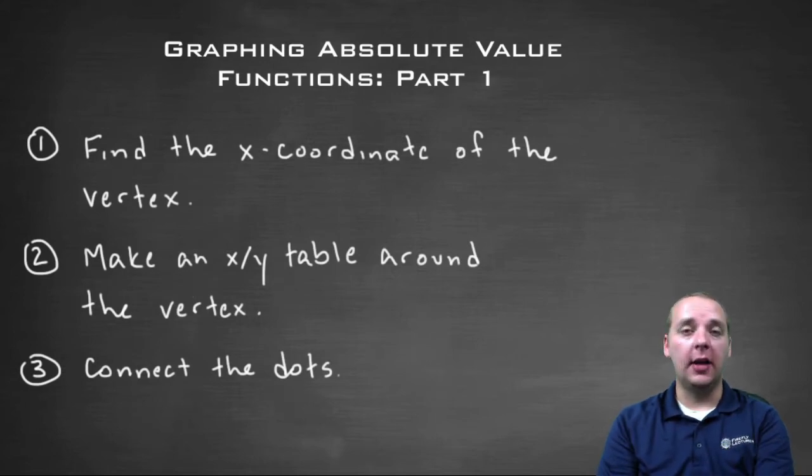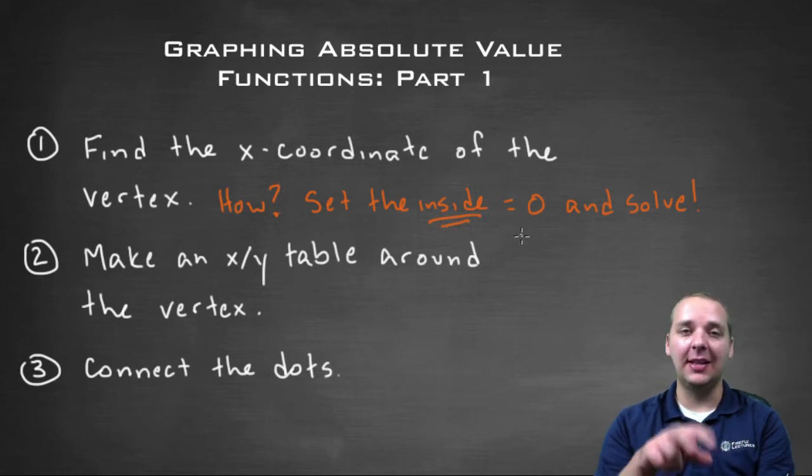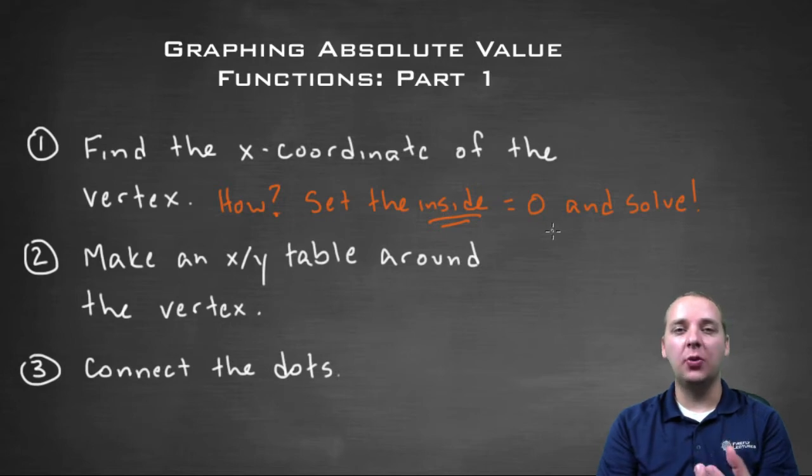All right, now the logical question here in these 3 steps is, how exactly do you find the x coordinate of the vertex? Well, here's how you do that. You set whatever is inside the absolute value equal to 0 and you solve it. So whatever would make the inside of the absolute value be 0, that x value will be the x coordinate of your vertex as well.